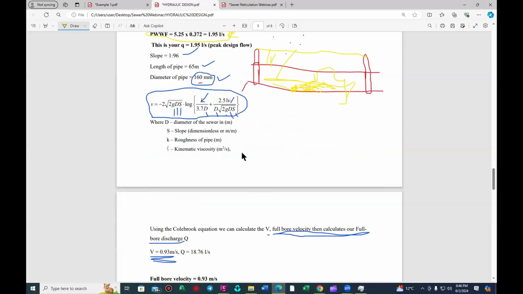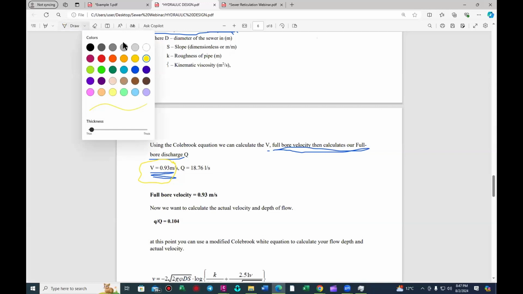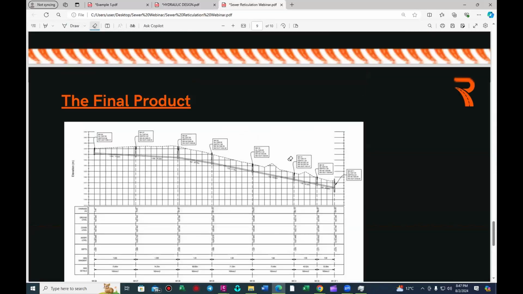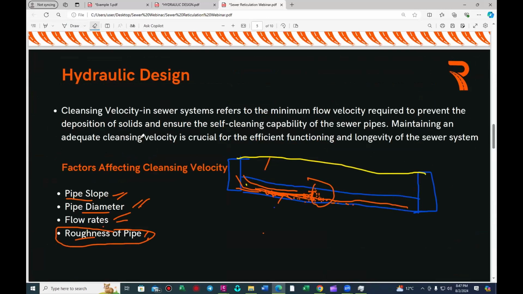So according to this calculation that we made, we're saying that full bore velocity is going to be 0.93 meters per second. What is the minimum cleansing velocity? I was hoping that someone was going to ask me that question because we've been talking about the minimum velocity all the time, right? We talked about the minimum cleansing velocity. If we get back to this question here, we'll get back to the definition, right?